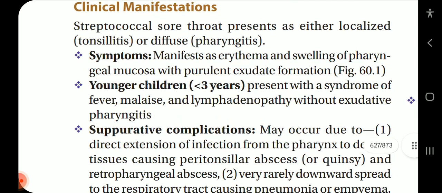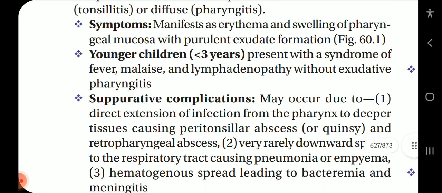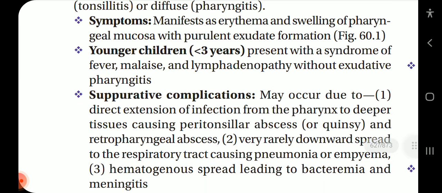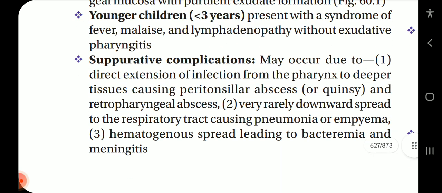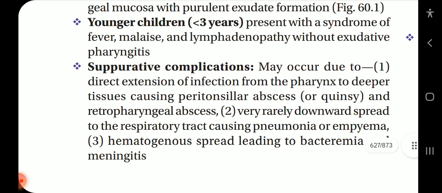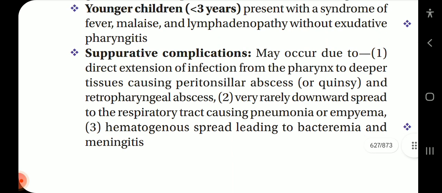Clinical manifestation. Streptococcal sore throat presents as either localized tonsillitis or diffuse pharyngitis. Symptoms manifest as erythema and swelling of pharyngeal mucosa with purulent exudate formation. Younger children less than 3 years present with a syndrome of fever, malaise, lymphadenopathy without exudative pharyngitis.